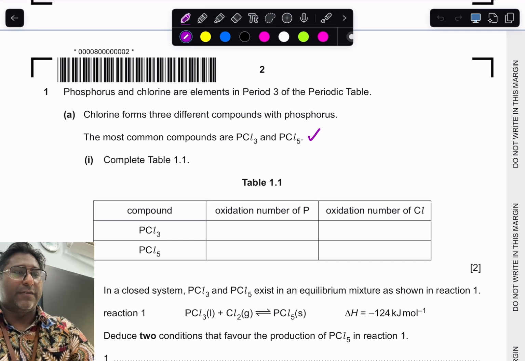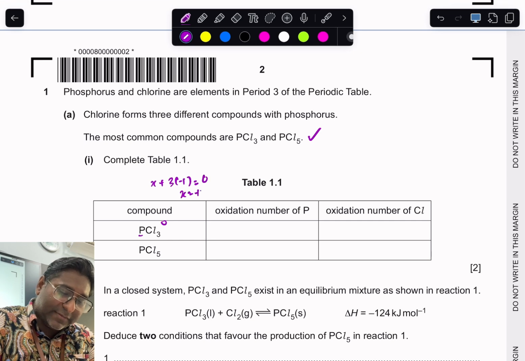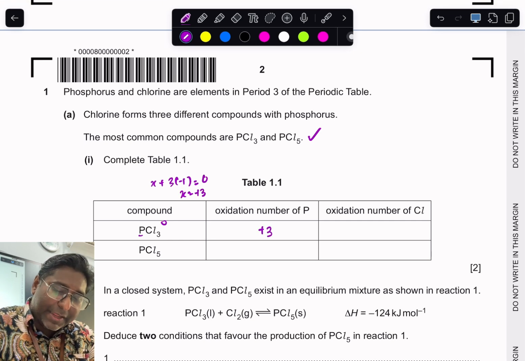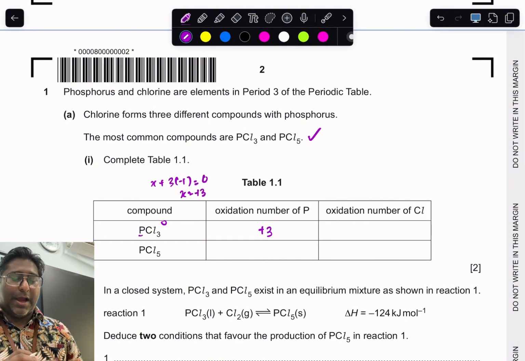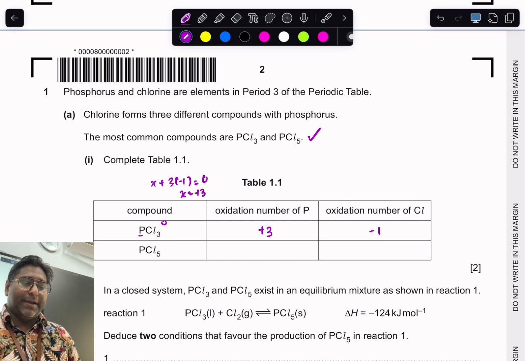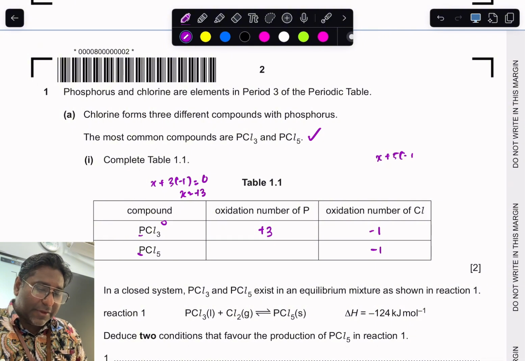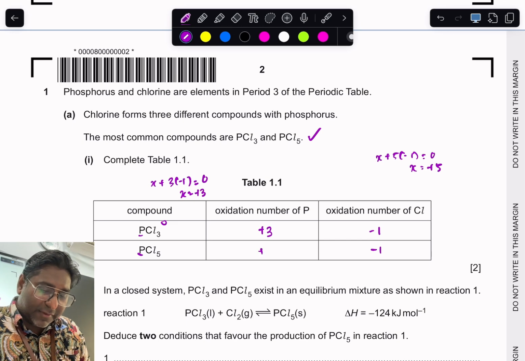So we can calculate the oxidation number quite easily. Phosphorus, X, plus chlorine is -1, so 3 times -1, this is going to be 0, so X equals +3. So please write down +3. Don't write 3 plus. The oxidation number of Cl is going to be -1. For PCl5, X plus 5 times -1 equals 0, so X equals +5.